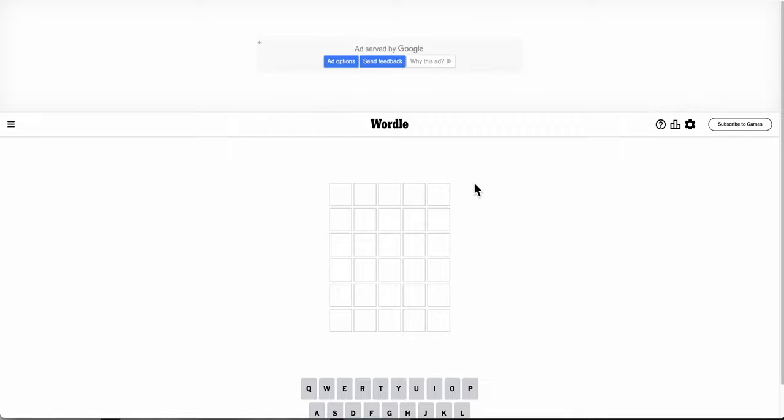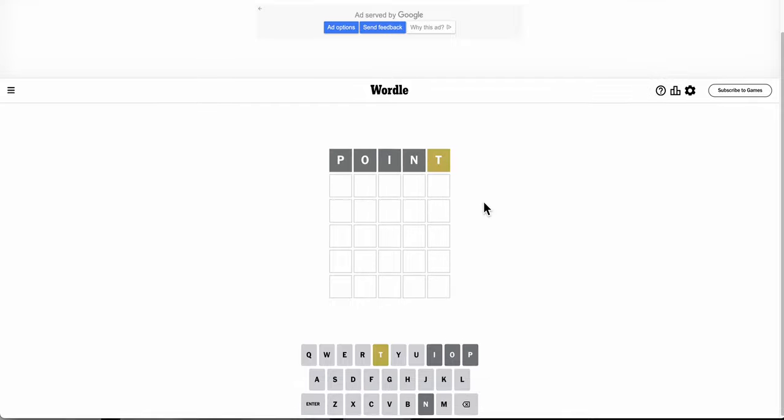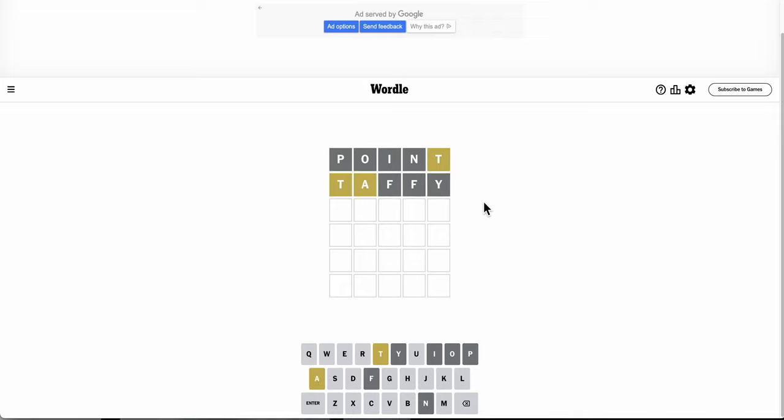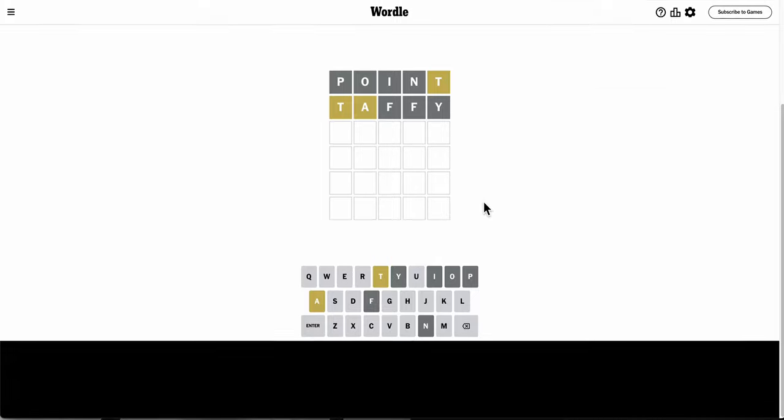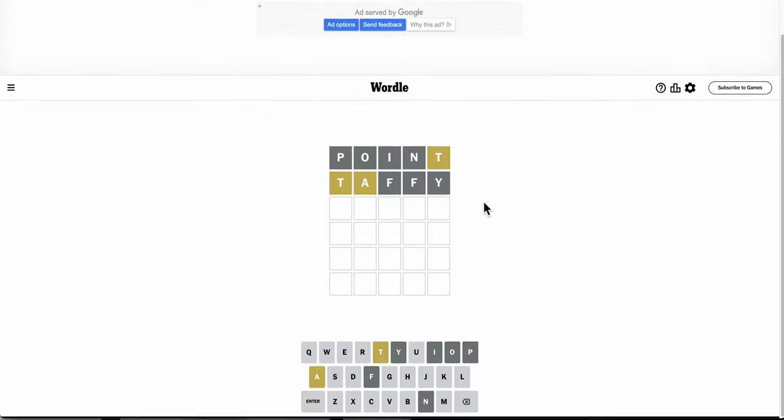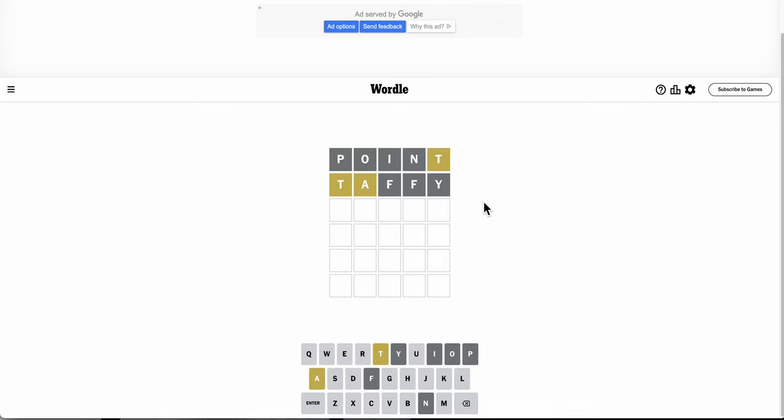And as per usual, I'll start with point. I like this word recently. Okay, I get a T in the wrong place. What about taffy? It uses an A and sometimes a Y. It puts a double letter in early, but at least I get some idea of what the thing might be, but there's a T and an A, neither of which are right.